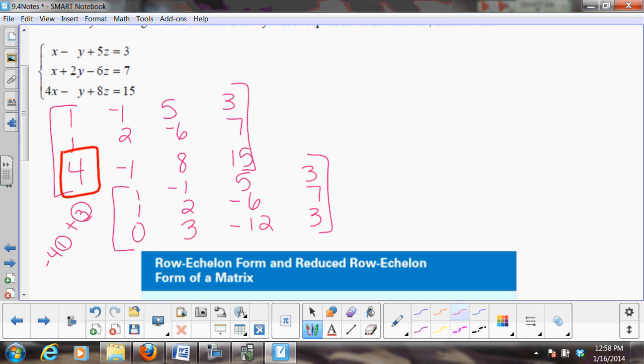Then I want to get rid of the 1. That's the next spot. So I'm going to do negative row 1 added to row 2. That's a plus sign. So 1, 0, 0. -1 plus 2 is 3. -5 plus -6 is -11. And -3 plus 7 is 4.